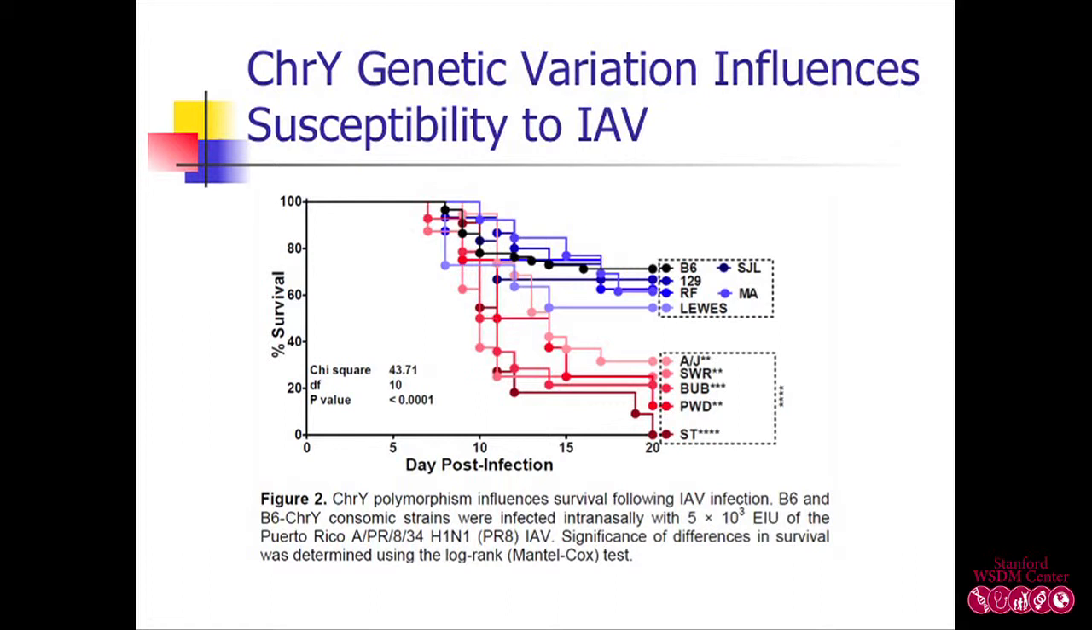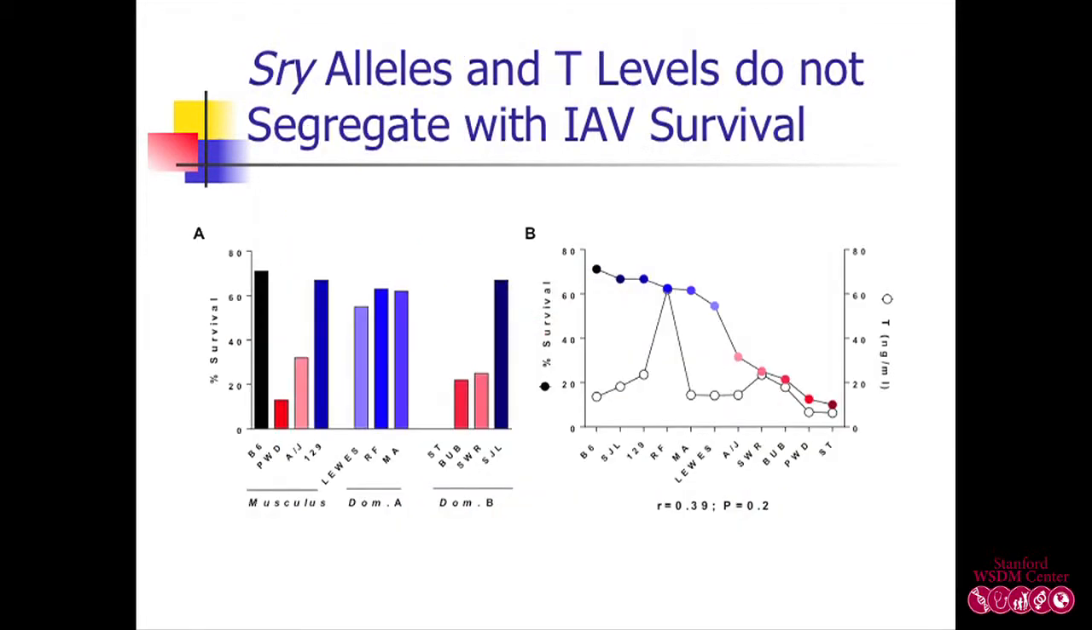In fact, it breaks down into two clusters: Y chromosomes which don't have an effect on severity or susceptibility to survival versus strains which are highly significantly different to influenza infection. Again, I would point out there isn't a correlation here with autoimmune disease susceptibility. So the Y chromosomes don't correlate across immune phenotypes or disease phenotypes, and I think we have an explanation for that. So we asked whether or not SRY alleles and testosterone correlated.